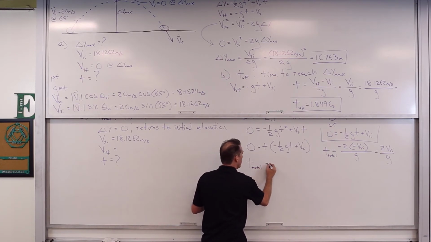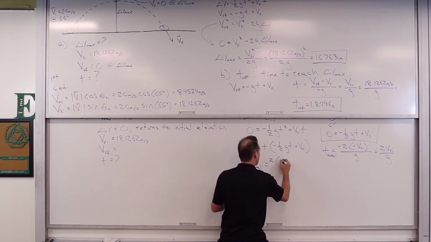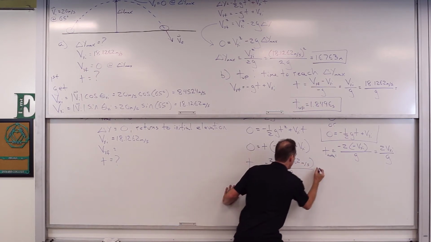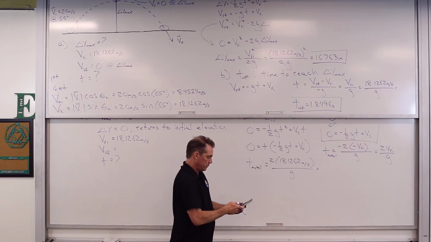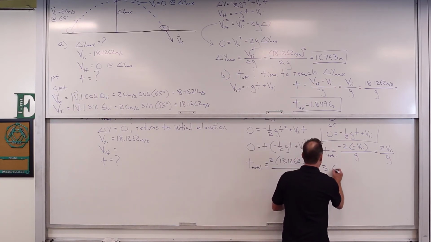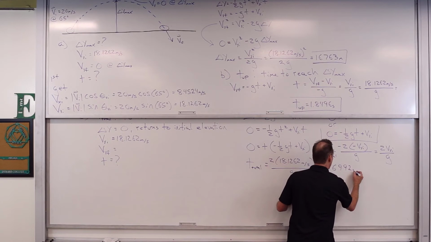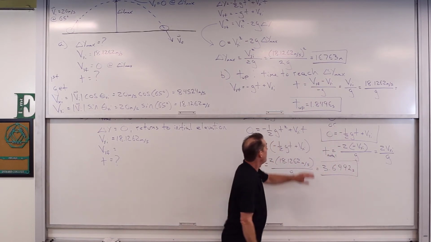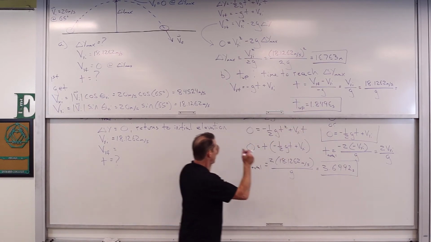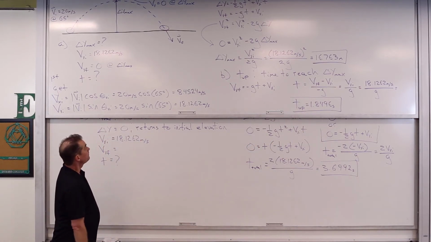Anyways, we compute it out. T total is equal to 2 times 18.1262 meters per second divided by g, divided by 9.8, which gives us 3.6992 seconds. There's the total time it's in the air, which is twice the amount of time that it took to reach its maximum height. Great.